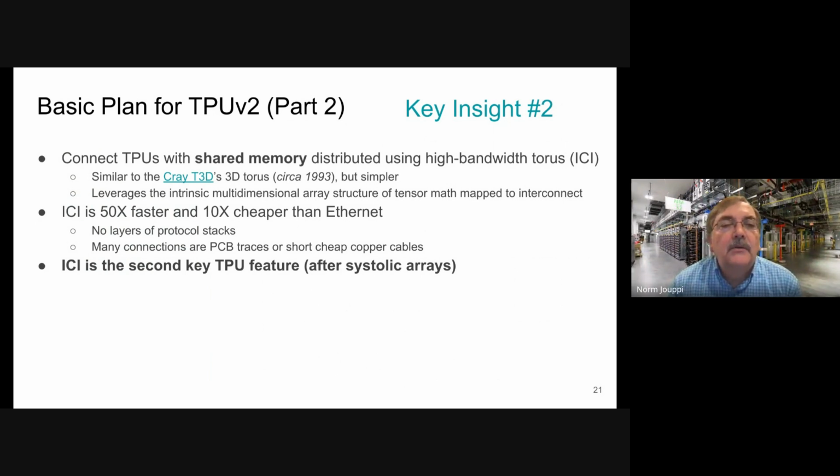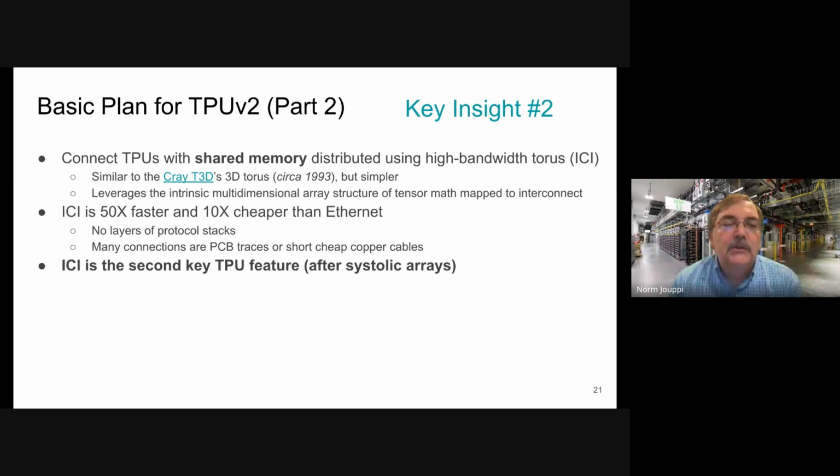Part 2 was, once we have a chip, now we can fit the whole accelerator on a chip, but we need many of them to work together. How are we going to connect them to each other? So we borrowed a technique from later in Cray's history, the 3D torus used in the T3D and T3E.